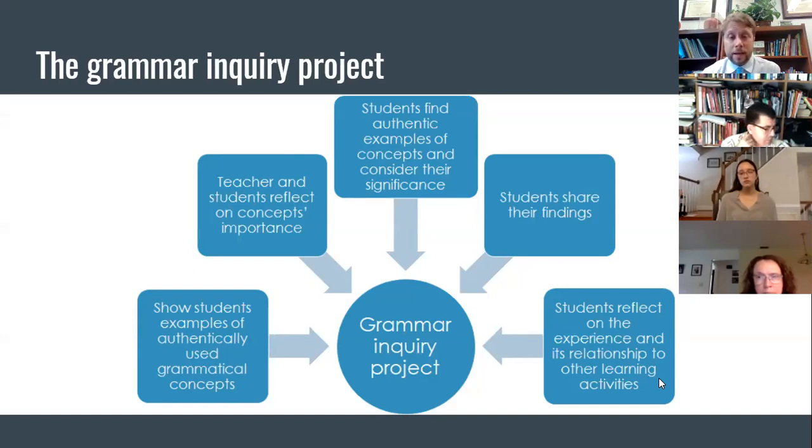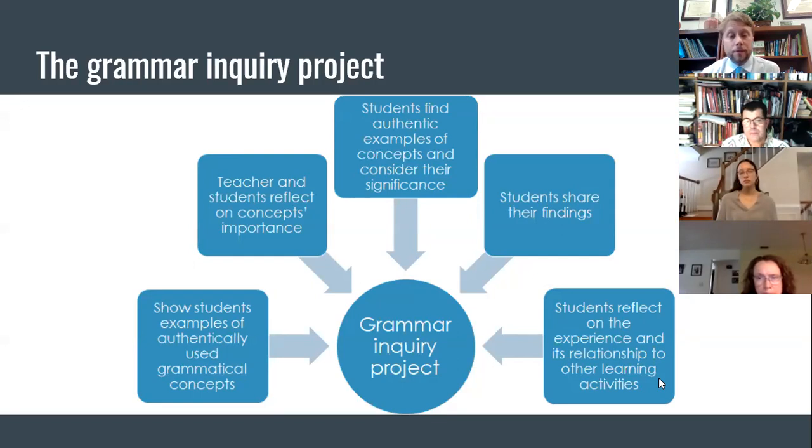Once students did that, then they shared their findings. They celebrated the work that they did, and they said, okay, one concept we studied was this one. Well, I found some examples of it in this text that I encountered in my out of school life. And this is the impact that it had. This is why that particular grammatical concept was important to that article or that conversation or that song lyric or that social media post or whatever it is that the students engaged with.